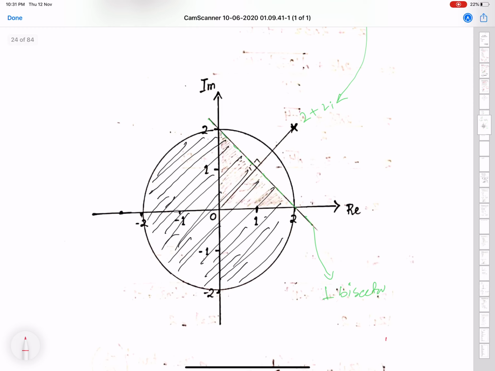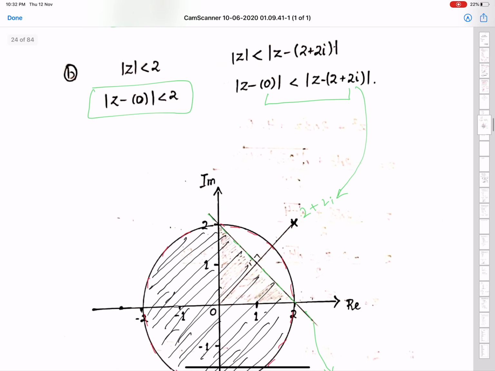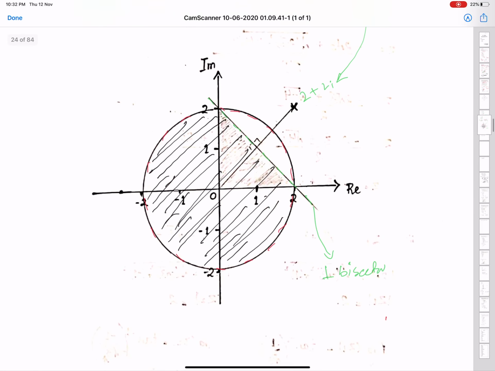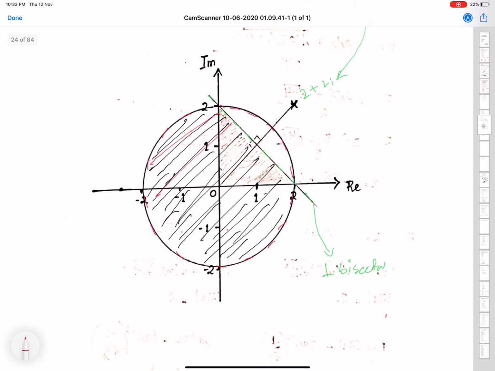And the circle should also be broken because we don't have an equal sign in the inequality. According to this inequality, we need to shade inside the circle, and here we need to shade the side of 0 of the bisector. So this is the final shading. Make sure you shade the entire part.